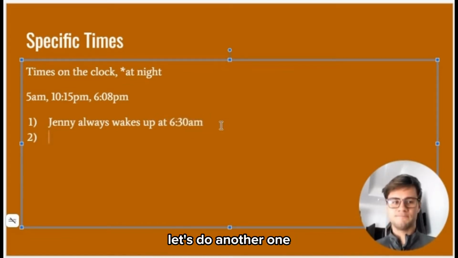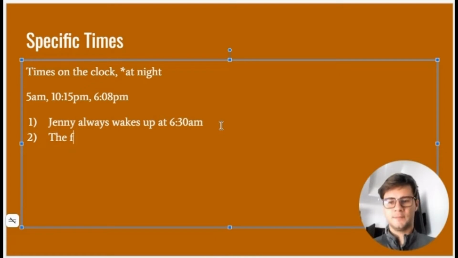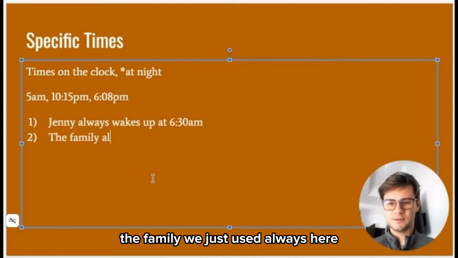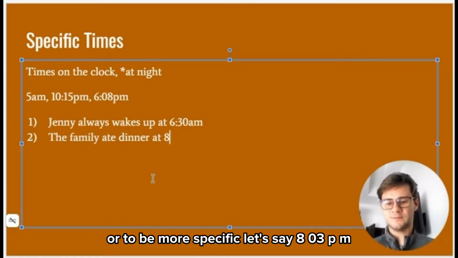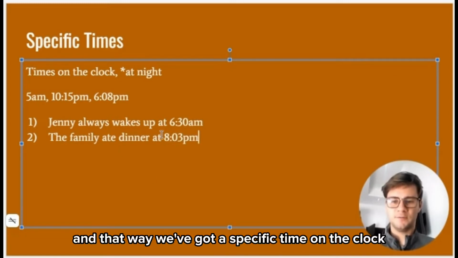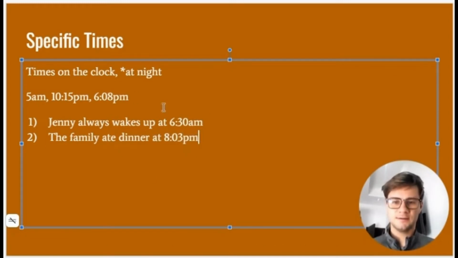Let's do another one. So let's say the family ate dinner at 8 p.m. Or to be more specific, let's say 8:03 p.m. And that way we've got a specific time on the clock.